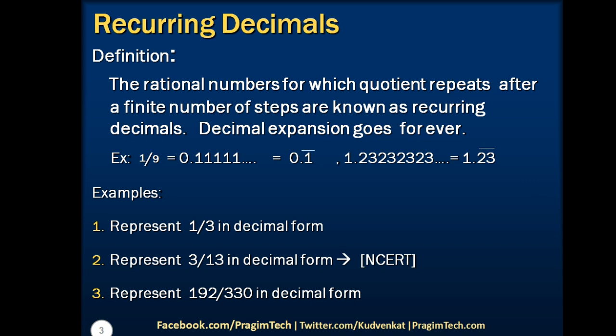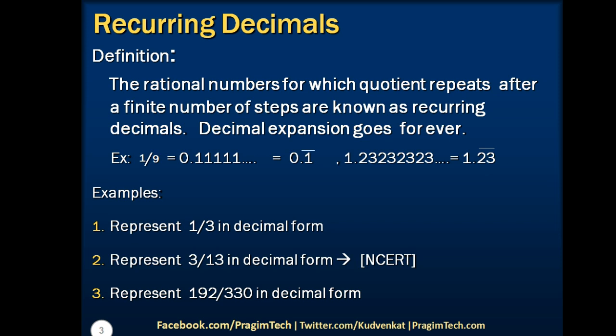If I take one more example, the decimal expansion 1.232323 can also be represented by 1.23 bar. This bar indicates that these particular digits are repeating.